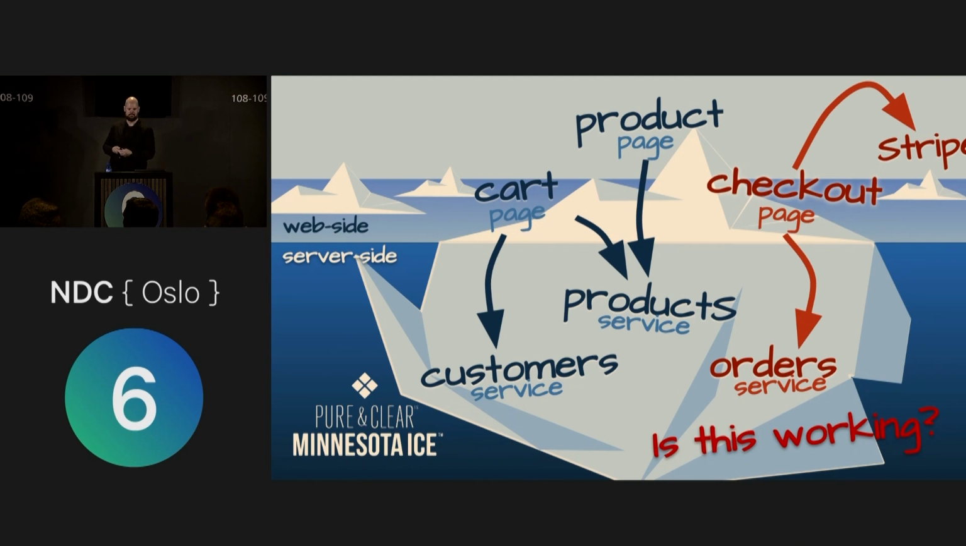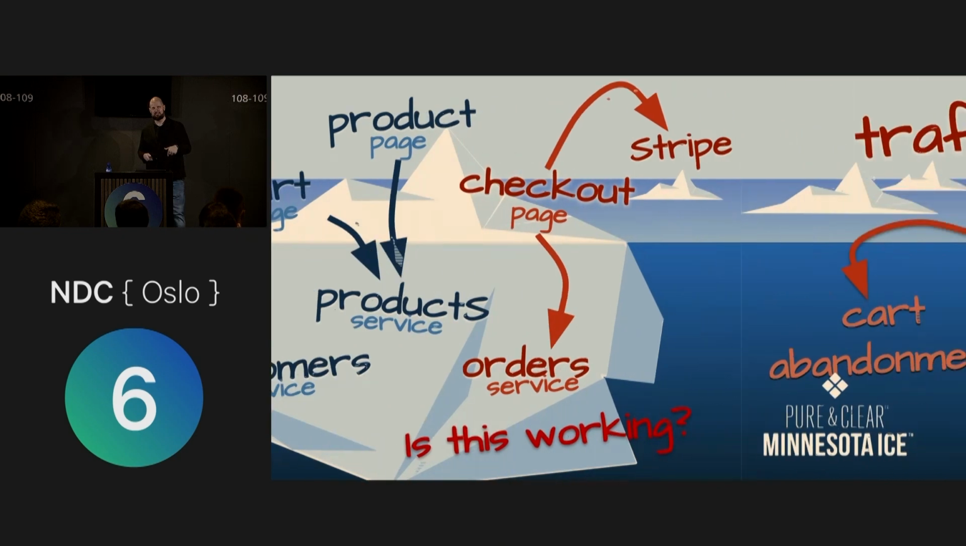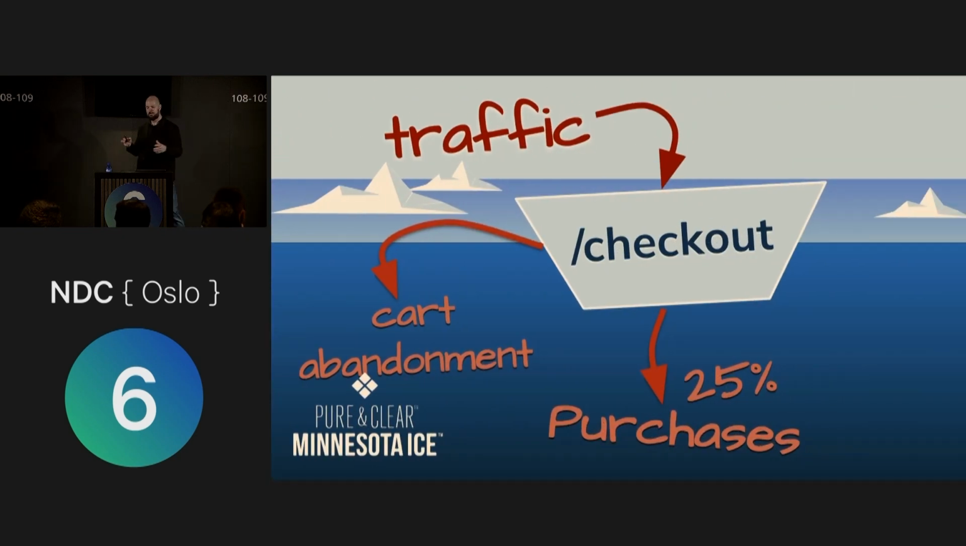Let's look at an example. The checkout flow is super important for Minnesota Ice, as it is for all e-commerce retailers. It's comprised of the checkout page, and that integration with Stripe, and a server-side call to the order service. So let's look at how analytics will figure this out. If we define our funnel as all of the traffic that comes to the checkout page, so all the people who start the checkout flow, the other steps of the funnel could be things like entering their payment method or providing a shipping address or selecting a shipping method or whatever else is in that checkout flow.